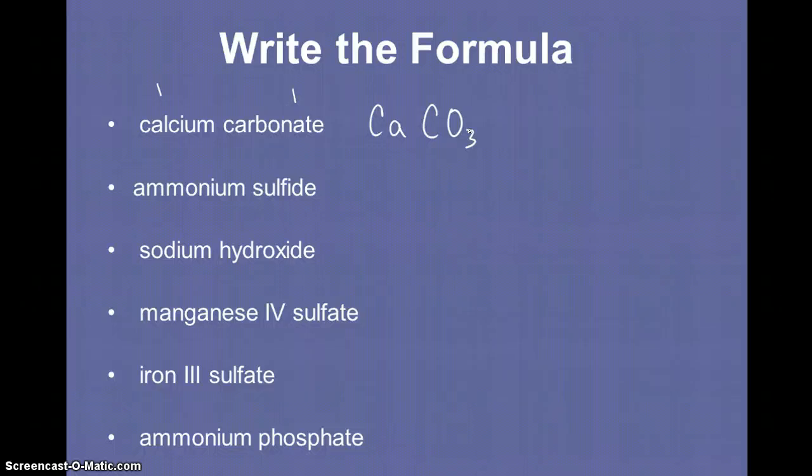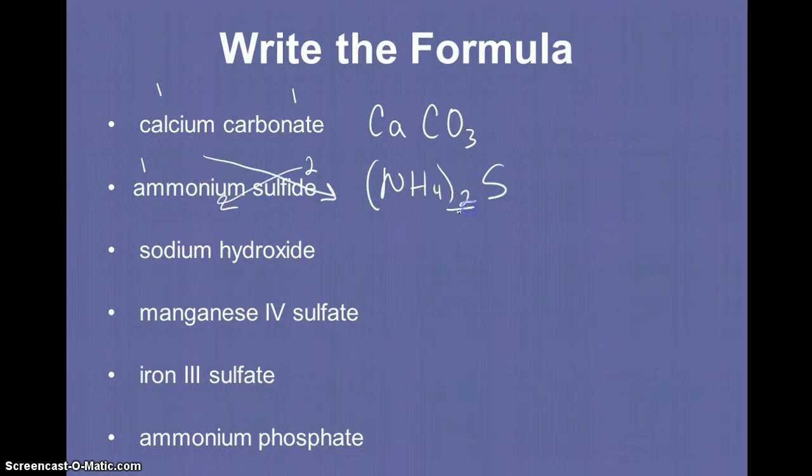Next one, ammonium sulfide. I know ammonium has an oxidation state of 1, and sulfur has an oxidation state of 2. So be careful. Make sure you switch those oxidation states in the formula. So I know ammonium is NH4 and sulfur. Remember, the 2 has to go after the ammonium, the 1 after the sulfur. And that's where that comes from. We switched those oxidation states.